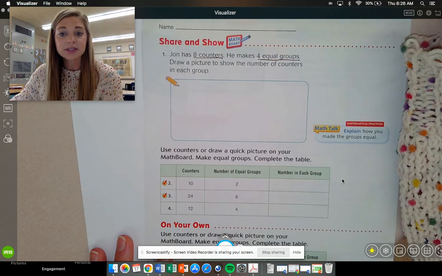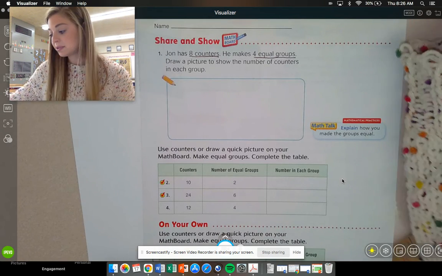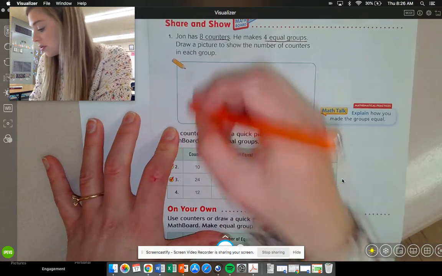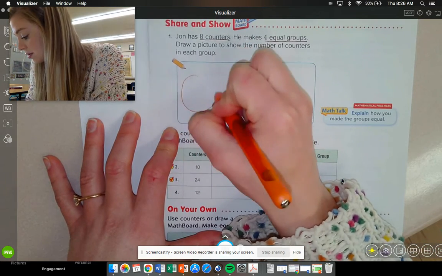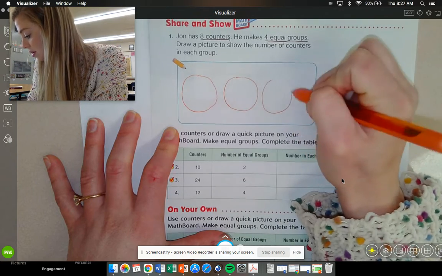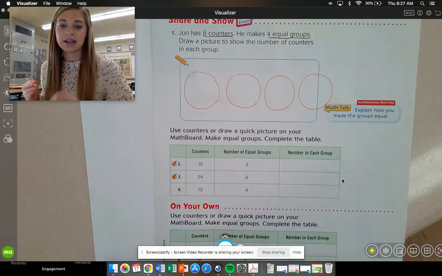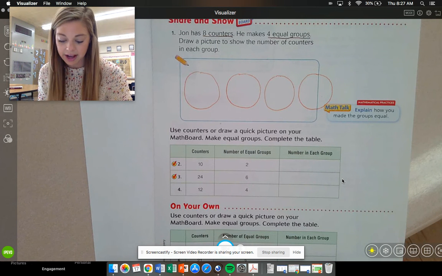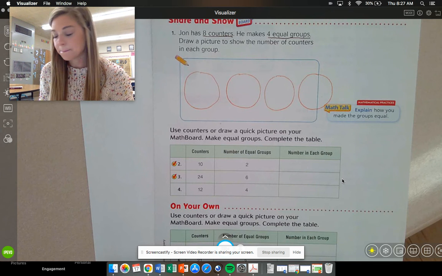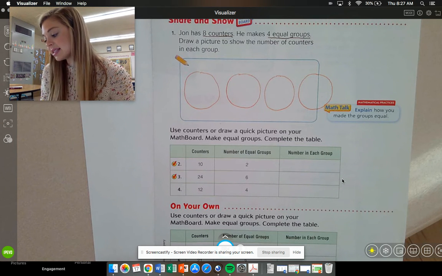That means that my first step to find out how many there are in each group is to draw 4 equal groups. So I am going to use my orange pen and draw 4 groups. Group 1, Group 2, Group 3, and Group 4. That's okay if you go outside of it a little bit like I did. So make sure that you do that just like I did. So now we have 4 equal groups. And it says that John has 8 counters.